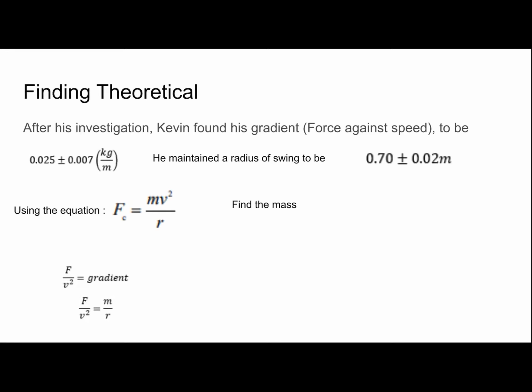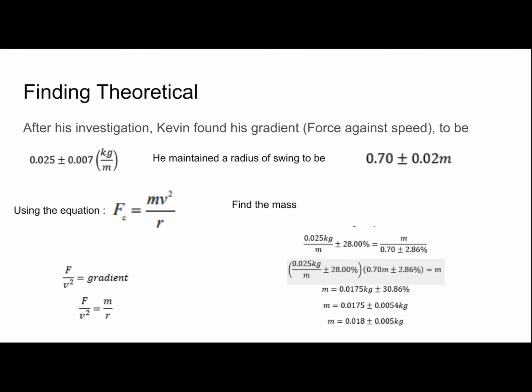Right, so in this case, we know that our gradient is basically the rise over run of the graph. Force against speed squared, that's f over v squared, is equal to our gradient, which has been given. Rearranging our equation, f over v squared equals m over r. So we can substitute f over v squared with our gradient, 0.025 plus or minus 0.007 kg over m, which equals m over r. We know r is 0.70 plus or minus 0.02 meters, and we can plug that in for r. Once we have all those values, we can rearrange and solve for our mass.